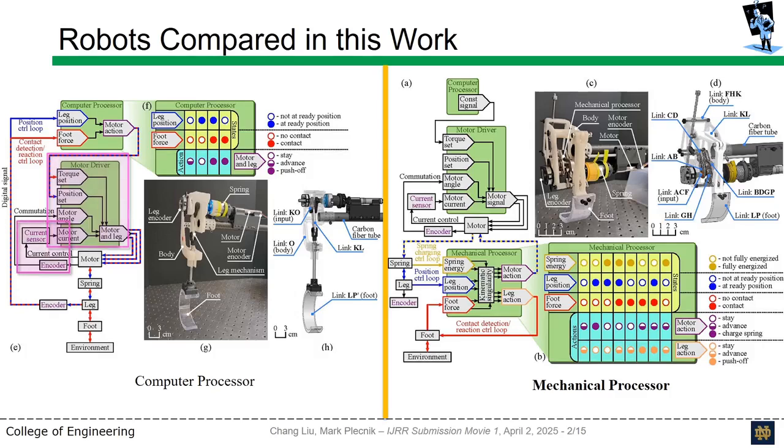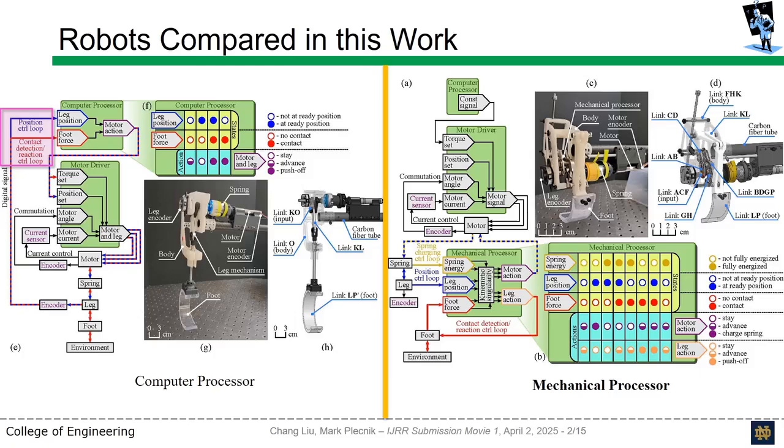The motor is connected to a spring forming a series elastic actuator, which is subsequently connected to the leg mechanism, which manipulates a foot that interacts with the environment. Installed on the leg is an encoder that sends digital signals back to the computer. Using this feedback, program logic on the computer implements position control and contact detection with the environment. This is the conventional way to go about things.